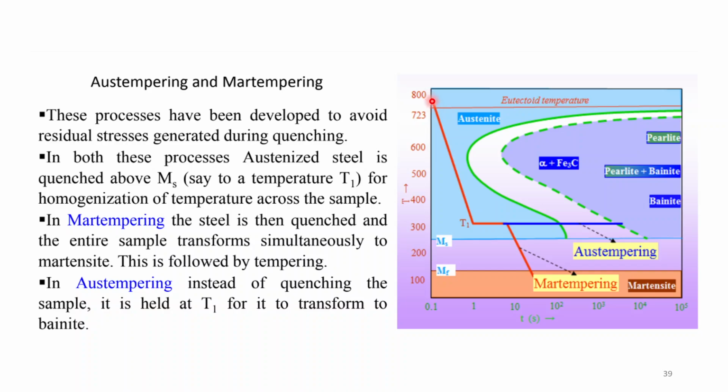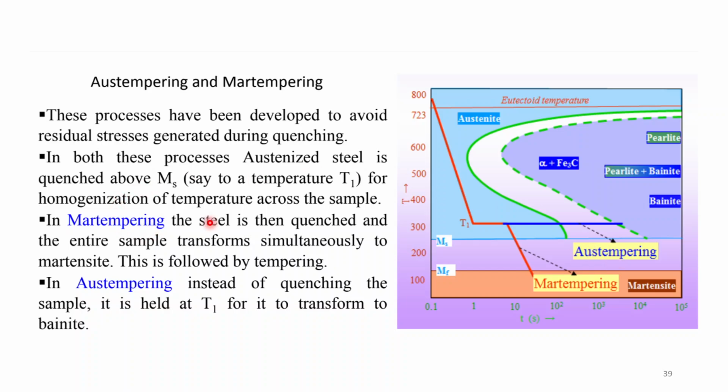So in case of austempering, you're cooling your steel up to here and then you are holding it up to this point. So you are converting your material into bainite. So after austempering, you don't require tempering. That's why it's called austempering, because bainite is a stable structure compared to martensite and retained austenite.